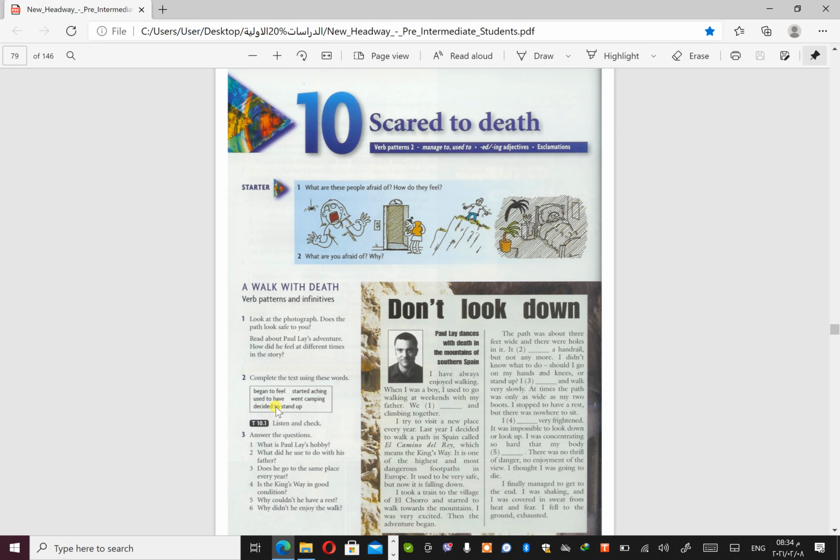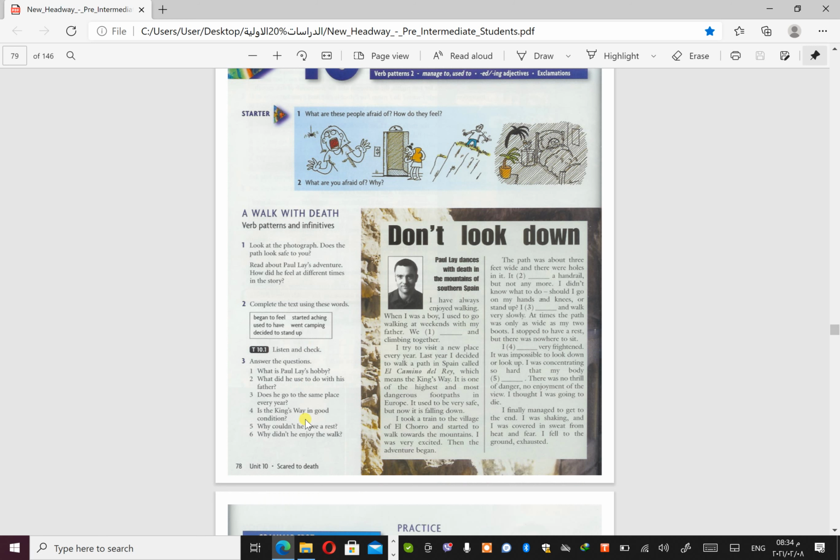So let's look here on the same page at "complete the text using these words". This unit is focused on some verbs that take -ing, while other verbs take the infinitive, like to plus base verb. So let's learn how to differentiate between these verbs. This unit focuses on the verb began, and you know, guys, what does the verb began mean?